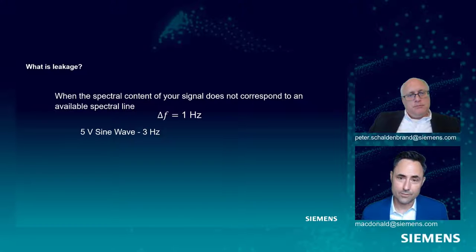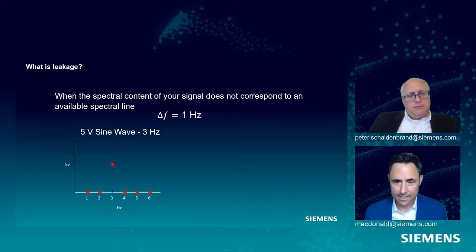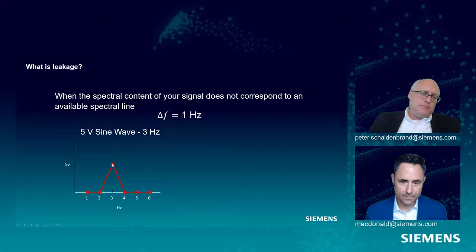Well, bad news is he's going to be trying to measure a couple different signals. The first one's going to come out pretty easily. He's got a 5 volt sine wave at 3 hertz. He's got a spectral line right at 3 hertz, and so this is going to be his frequency spectrum, right? We would get 5 volts right at 3 hertz, and this would be perfect, right? No leakage here.